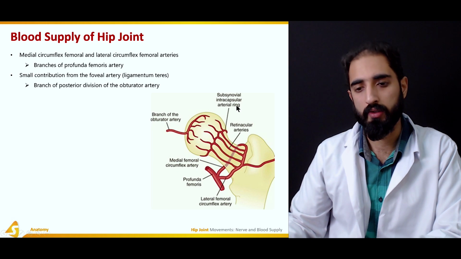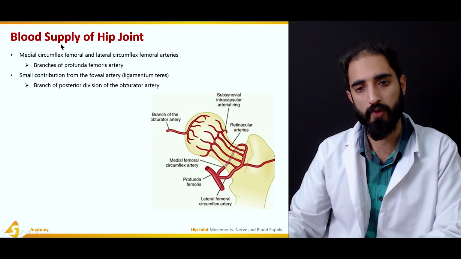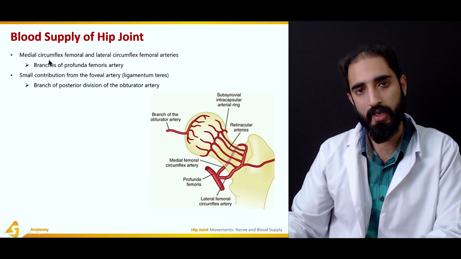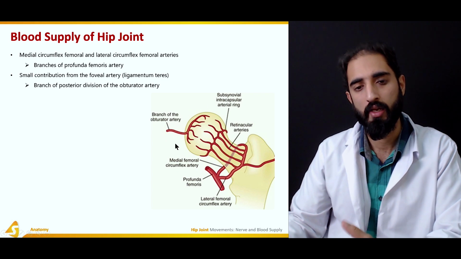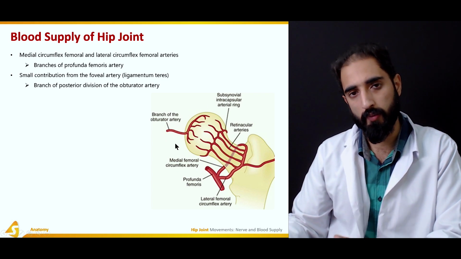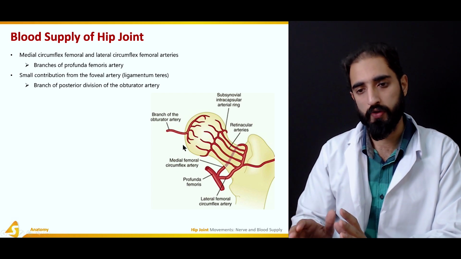So whenever a fracture of the femoral neck occurs and this medial and lateral circumflex blood supply is disrupted, this can lead to avascular necrosis because the foveal artery alone is not sufficient to supply and keep the head healthy and alive.